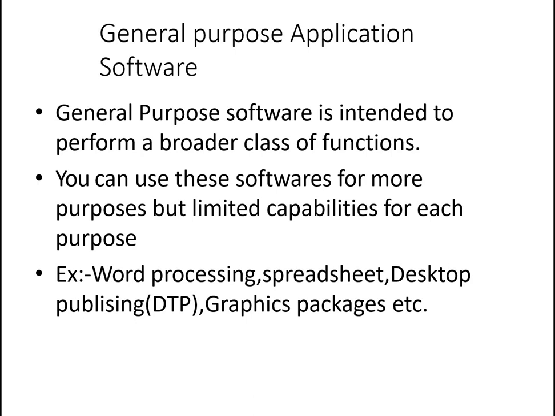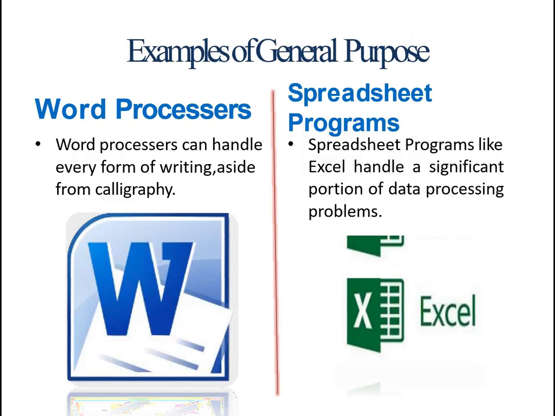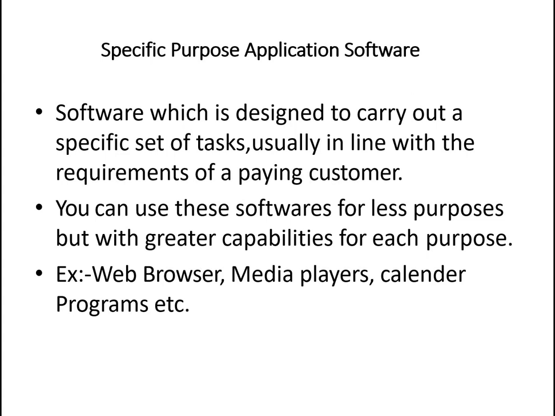So some of the examples are Excel spreadsheets and word processing software. All those things are used to do a wider range of functions. So that is general purpose application software. Examples of general purpose application software are word processors, spreadsheet programs like Excel, and all those things. Okay. Next is specific purpose.